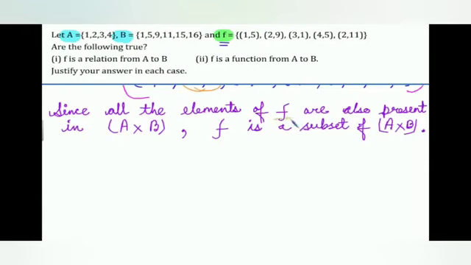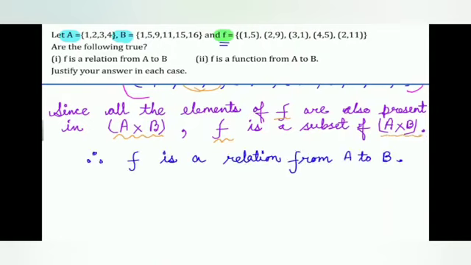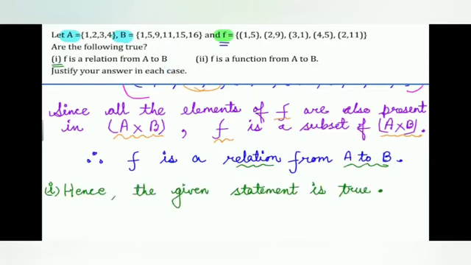Since all the elements of F are also present in A cross B, F is a subset of A cross B. So F is a relation from A to B. Hence the given statement is true.